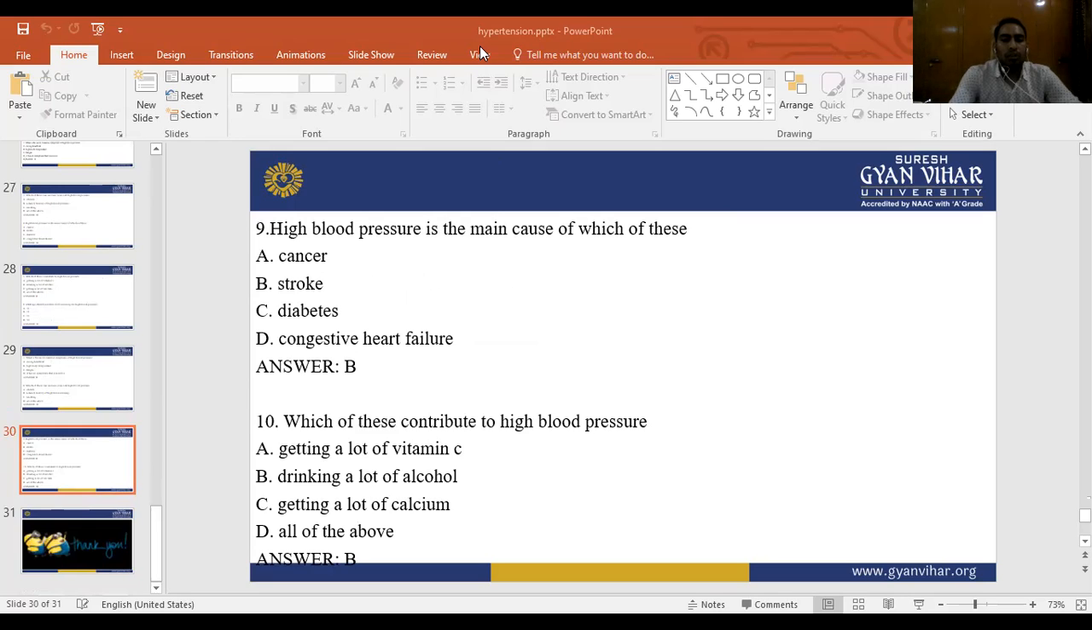Which of these contribute to high blood pressure? Option A is getting a lot of vitamin C. Option B, drinking a lot of alcohol. Option C is getting a lot of calcium. Option D is all of the above. The right answer is B, drinking a lot of alcohol.